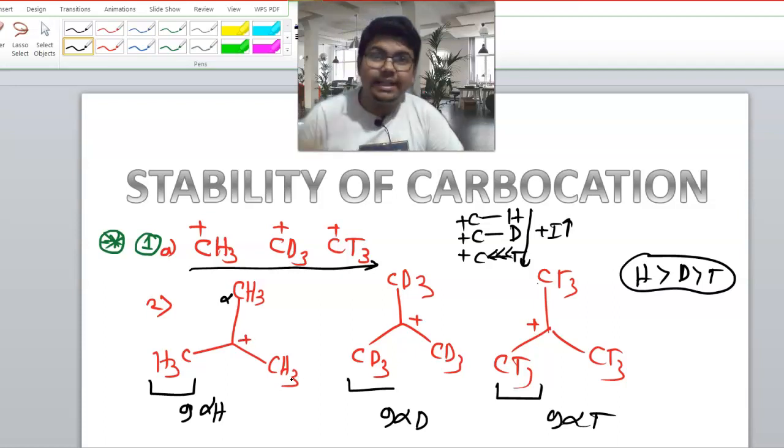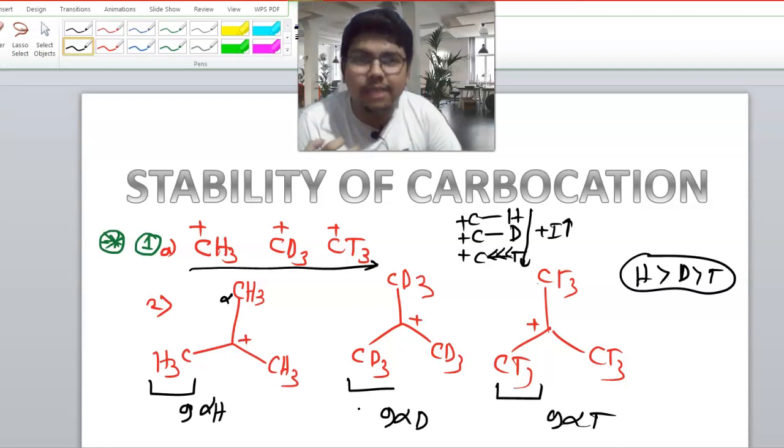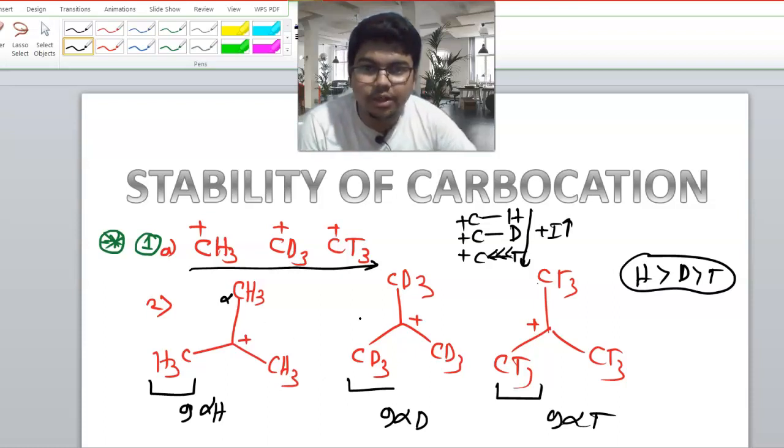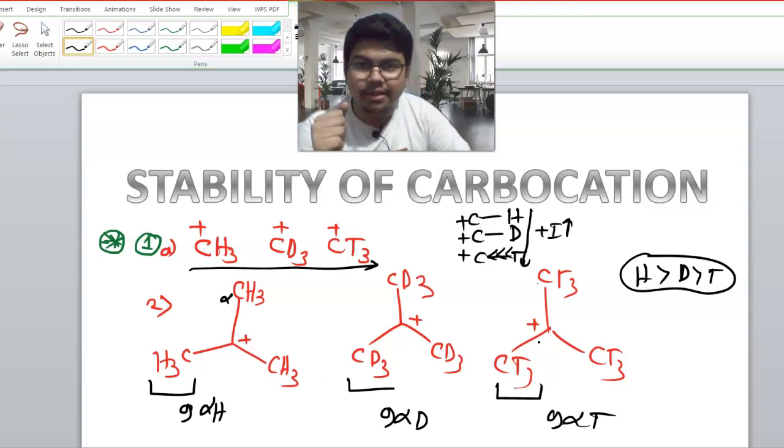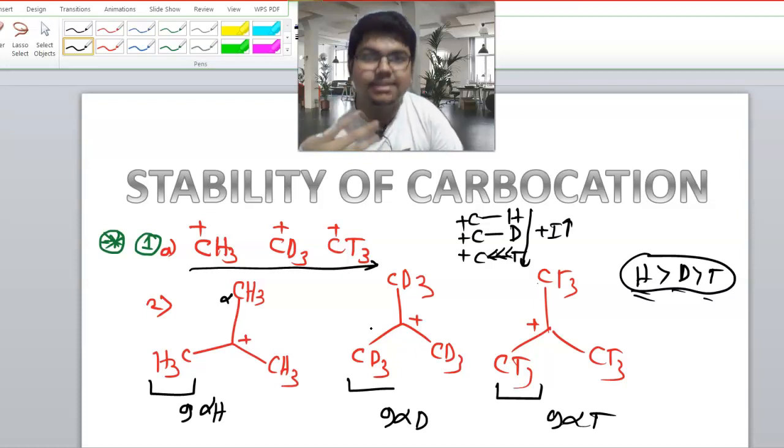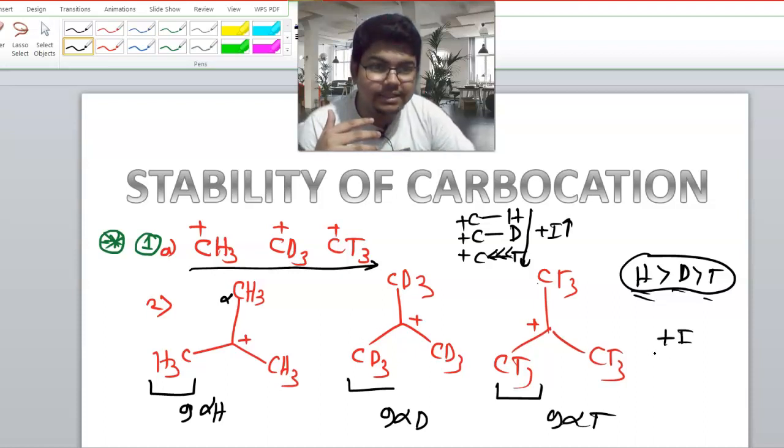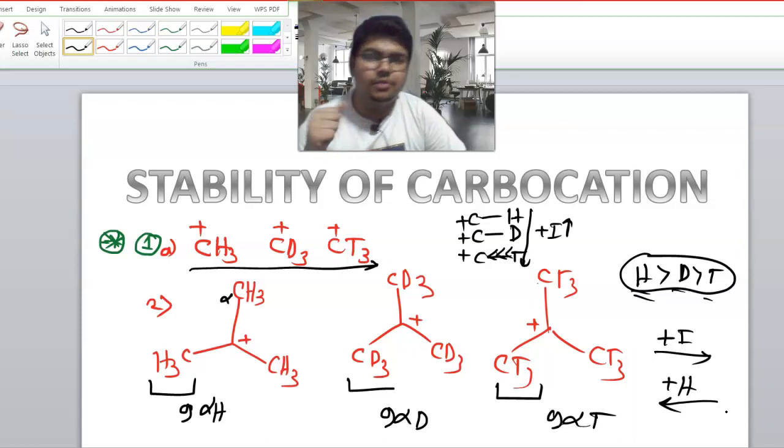So in this system, hyperconjugation will be more. If you take consideration only plus I effect, then your order should be 1 to 2 to 3 increasing. But if you consider the hyperconjugation, then in the first case, as all 9 are hydrogen, and hydrogen has more hyperconjugation than the other 2, the first will be most stable, then second, then third. So there is a competition. If you consider plus I effect, then along this direction stability increases. If you consider hyperconjugation, then along this direction hyperconjugation increases.